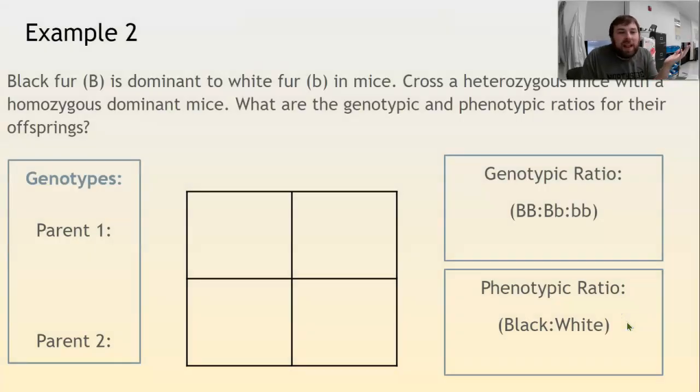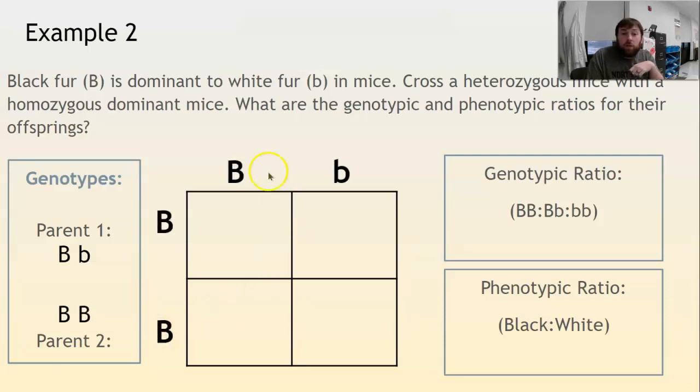Example number 2, we have black fur being dominant to white fur in mice. If we have a heterozygous mouse with a homozygous dominant mouse, we need to figure out the genotypic ratios and phenotypic ratios of those parents. Pause here for you so you can get over it. The parent here, parent number 1, is going to be a capital B, lowercase b, and parent 2 is going to be 2 capital B's.